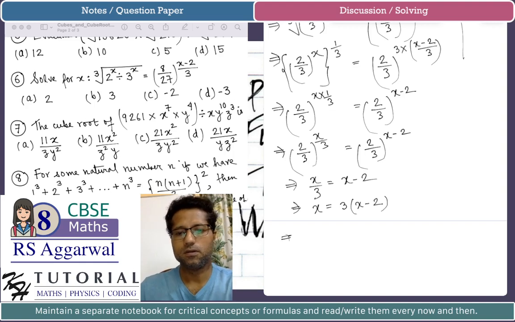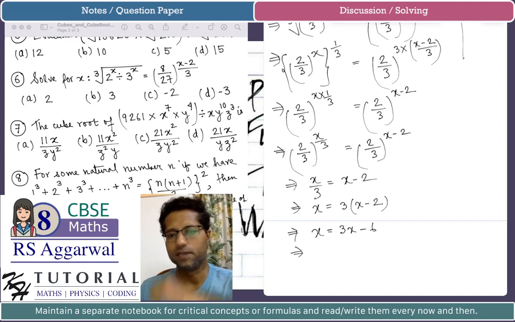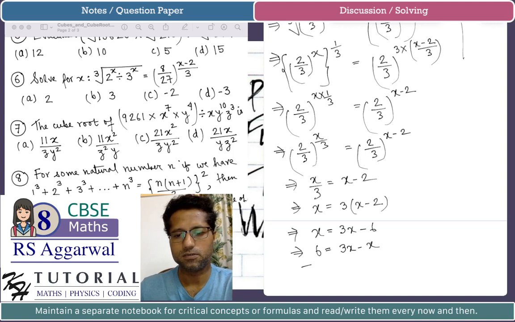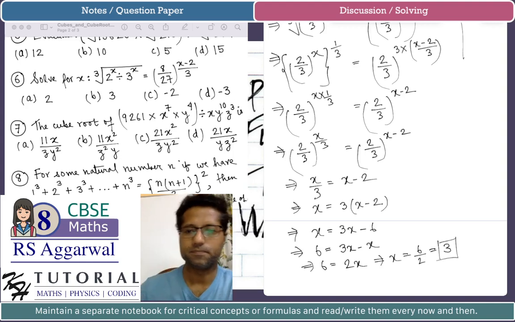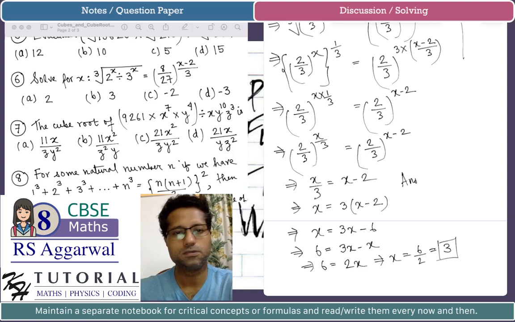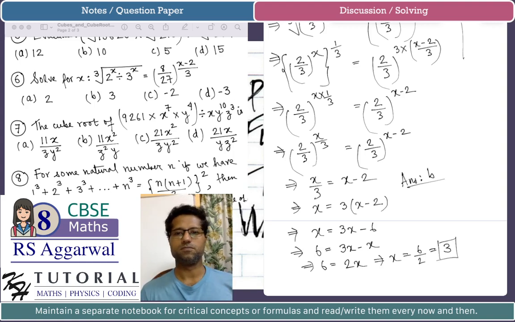My machine is giving a problem. This implies x is equal to 3x minus 6. If I bring all the x terms to the right hand side and all the constant terms to the left hand side, I get 6 equals 3x minus x. This implies 6 equals 2x, and this implies x is equal to 6 by 2, which is 3. So x is 3. So the correct choice is B. Correct choice is B.